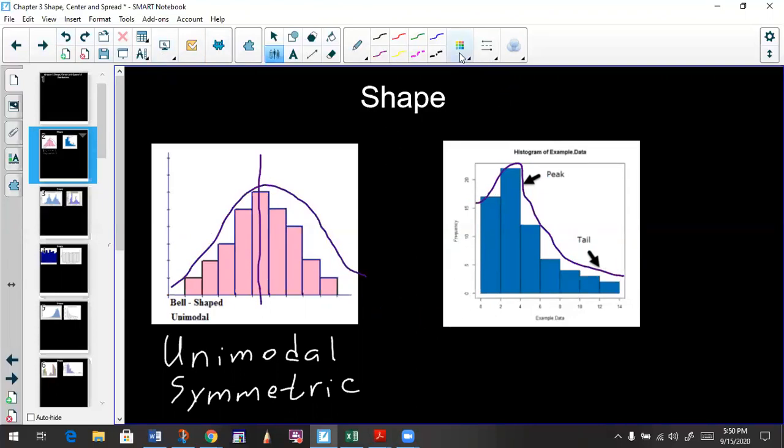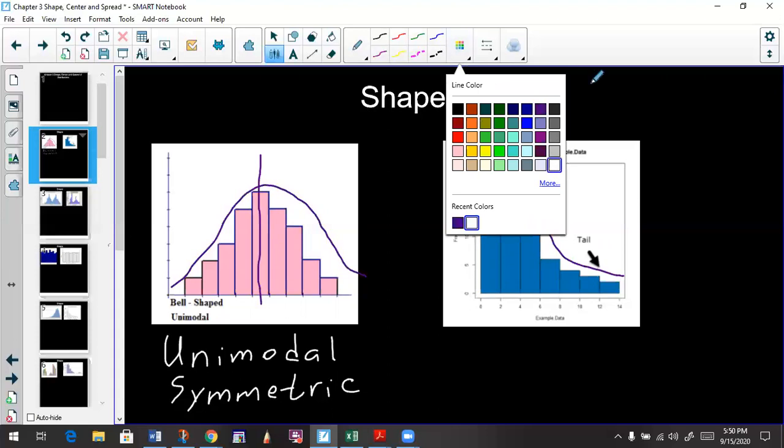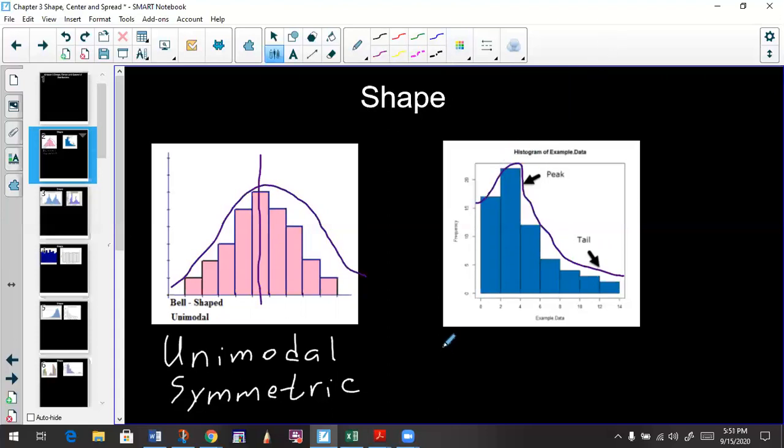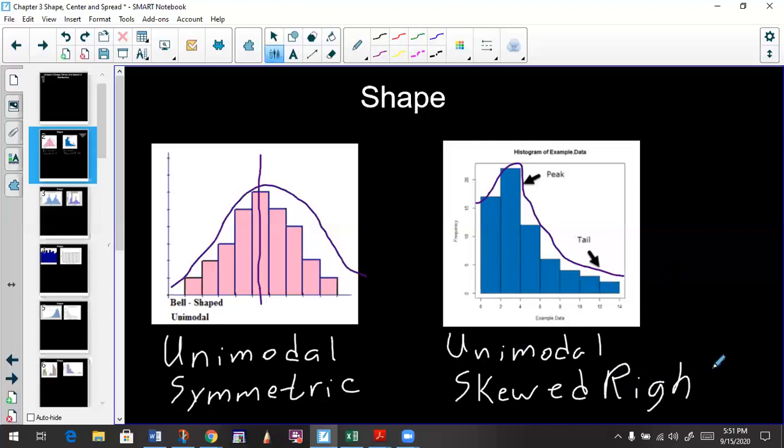So this one is unimodal because it has the one peak right here. But we would not call it symmetric. We've got this right side stretches out. It gets lower and lower and then stretches out to the right. So we would call that skewed right, whichever side the tail goes to. Tail goes to the right, skewed right. If the tail goes to the left, skewed left.